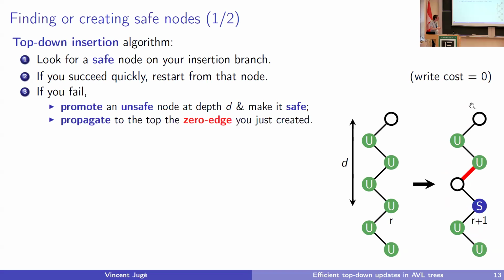So in particular, I propagate my zero edge. But doing this is okay because my node was unsafe, which means that it was full, and therefore I could promote it. And the resulting node from the promotion would definitely not be full, so it would be safe.